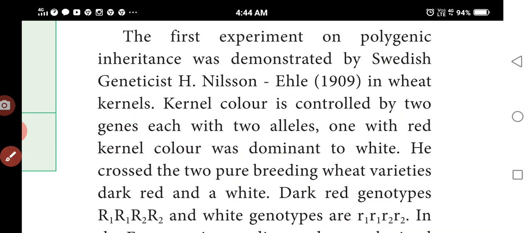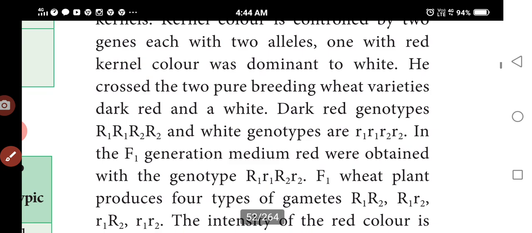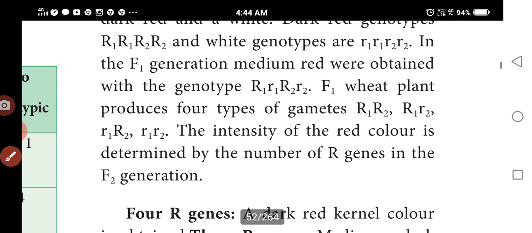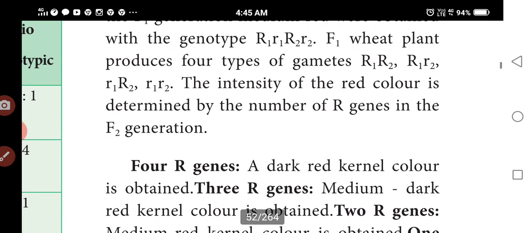He crossed two pure breeding wheat varieties, dark red and white. The dark red phenotype is R1R1R2R2. The white is small r1 r1 r2 r2. What will happen in the first generation? The genotype is R1 r1 R2 r2. So in wheat plants there will be four types of gametes: R1 R2, R1 r2, r1 R2, and r1 r2.